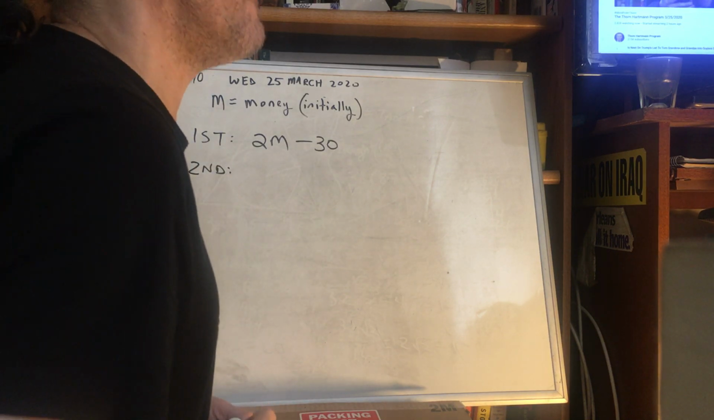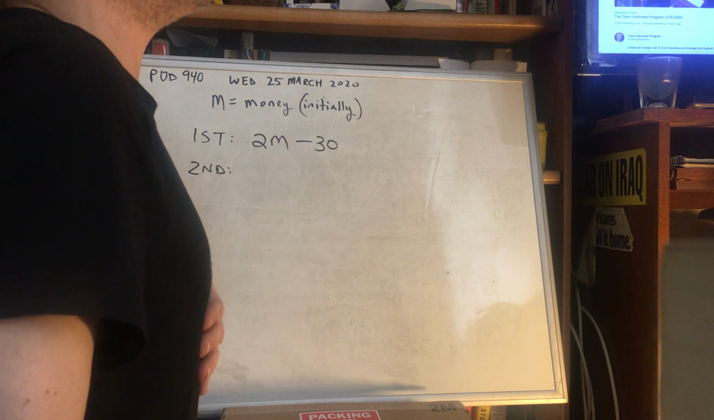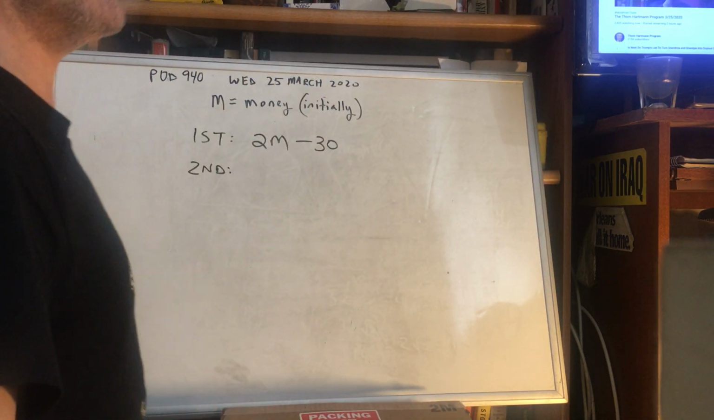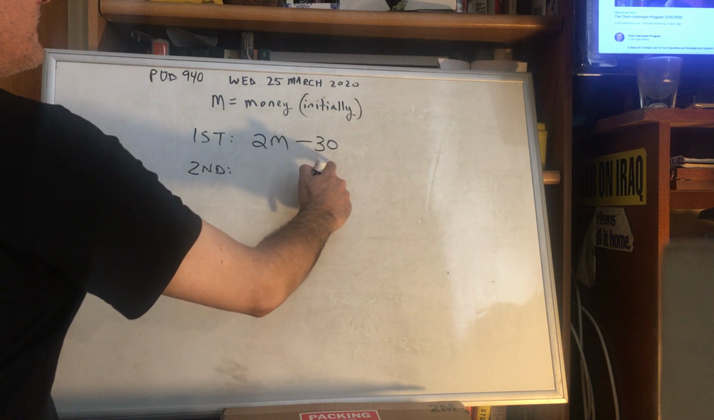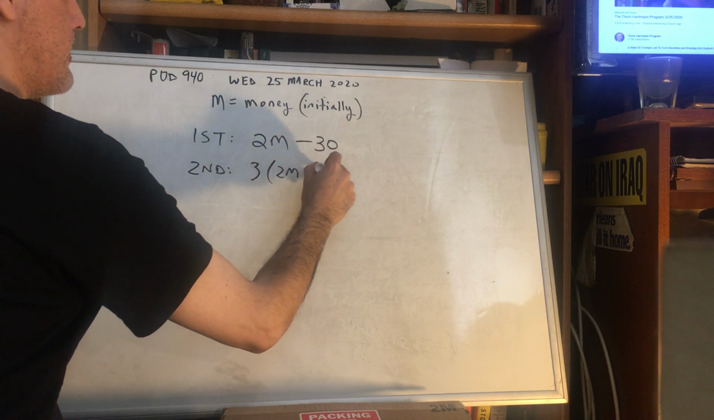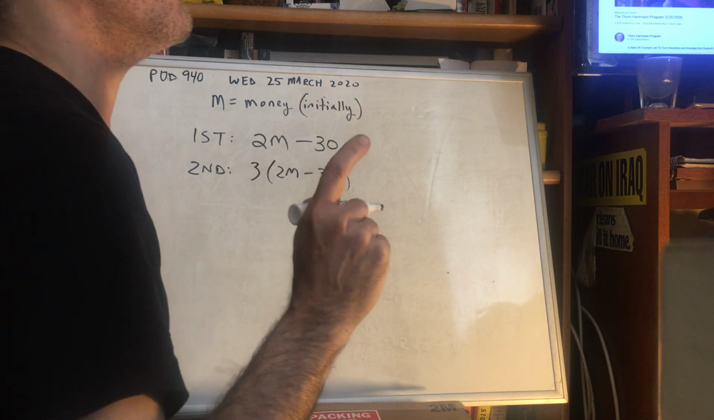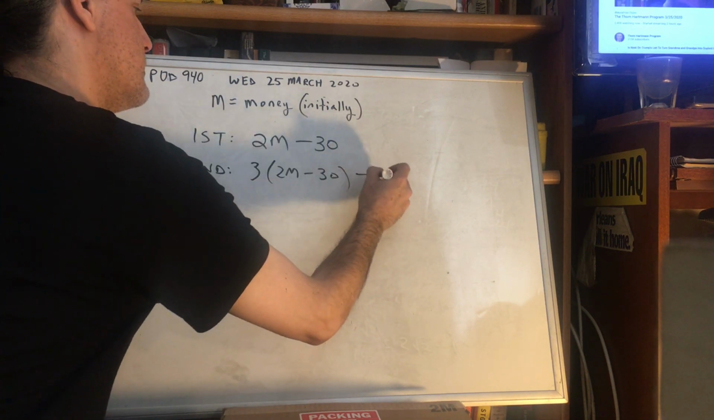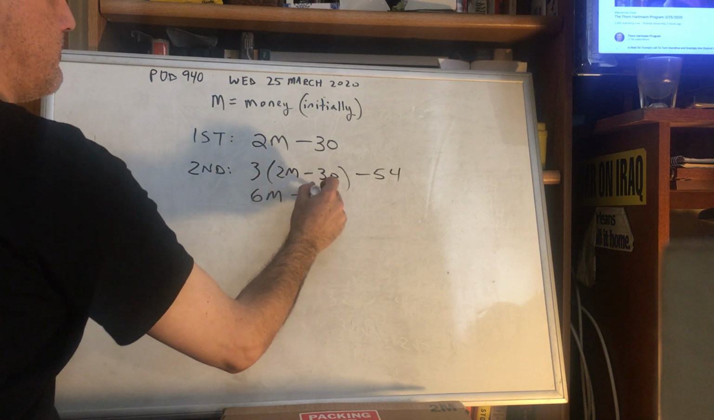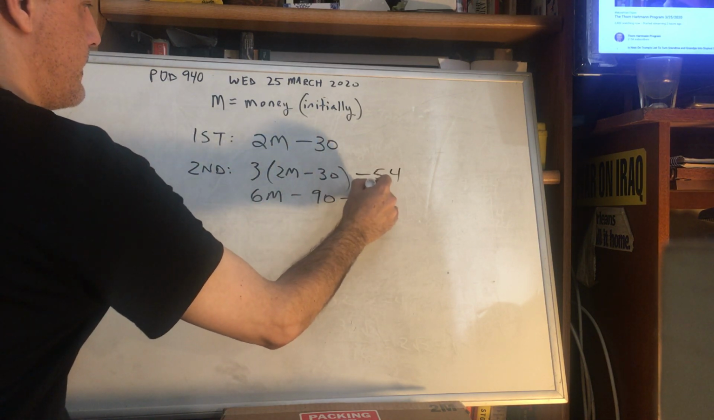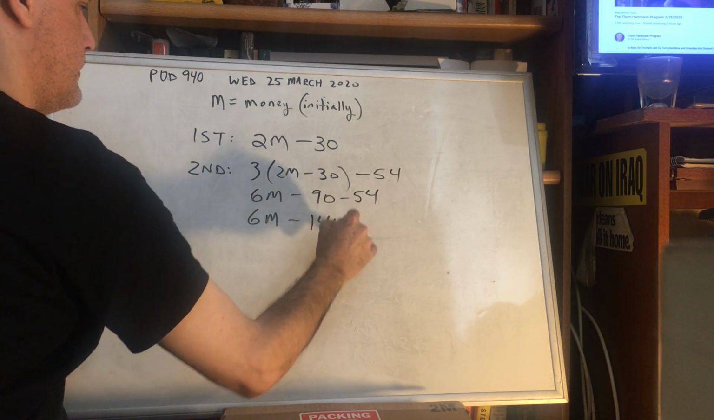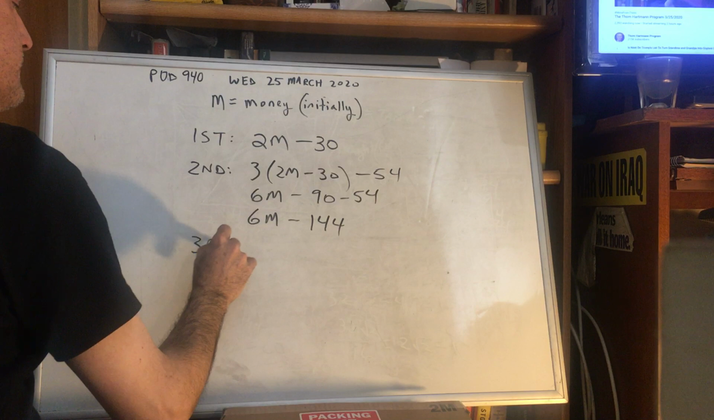Now the second fair. At midday, at the second fair, he tripled his money and spent $54. Okay, so he tripled this, right? Oh, but what did he do? He spent $54. All right, so let's simplify this. Okay, so now that's the expression for how much money we have now.